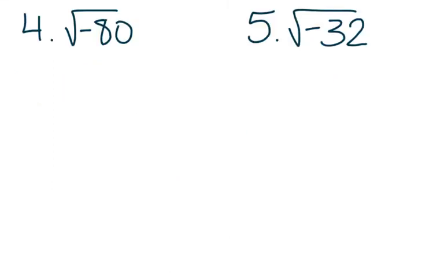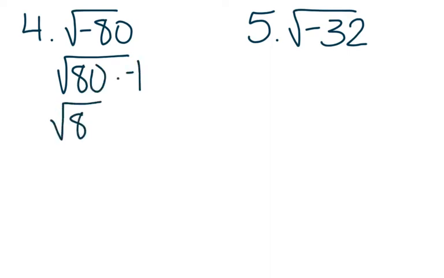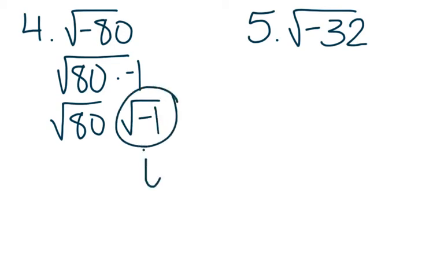You're going to see that the square root of 80 and the square root of 32 are not perfect squares. So we're going to have to simplify them a little bit differently. I'm still going to write it as positive 80 times negative 1, and I'm still going to break it up like this. And still, the square root of negative 1 is going to be i. Now I just have to deal with that square root of 80.